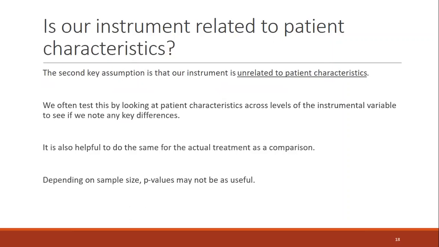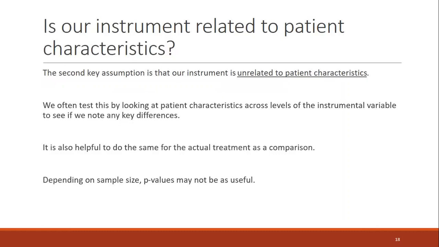Just like we've seen for other methods, this is done based on what we can measure. The problem is, if we see imbalances in what we can measure, we can assume that there are going to be imbalances in what we can't. This is typically done in your traditional table one, where we compare those in one level of the instrument to those in the other and see how balanced they are.